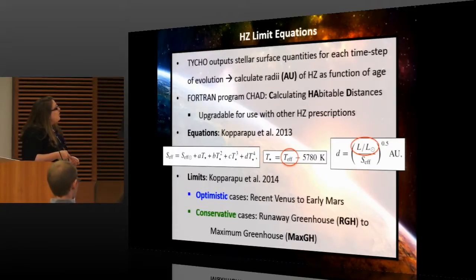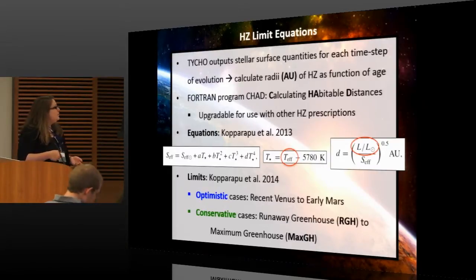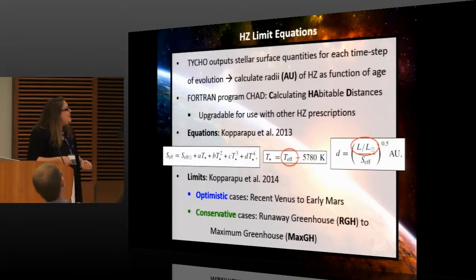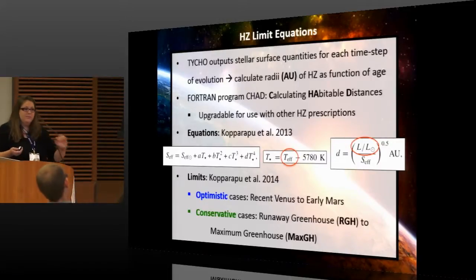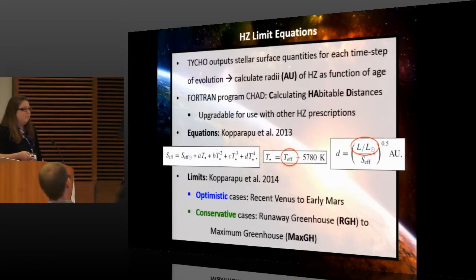So we can actually calculate this D value, this habitable zone distance, for every point in a stellar evolution track based on these two parameters. And so we ultimately end up with habitable zone limits. The optimistic cases we don't really consider because they're optimistic. We want to be more conservative. So we take the runaway greenhouse to the maximum greenhouse cases, and that's just inner and outer habitable zone limits based on atmospheric properties of hypothetical planets that would be there.